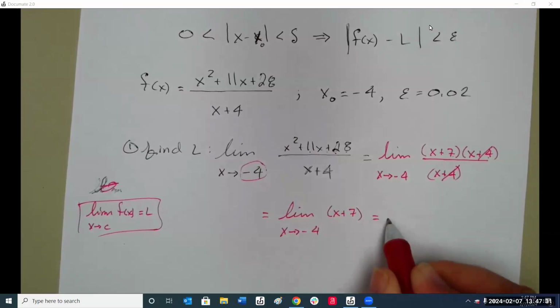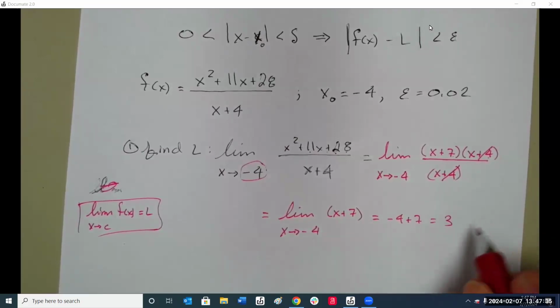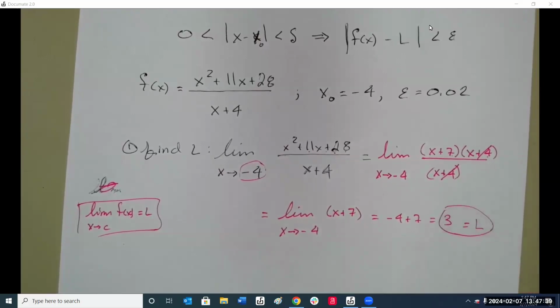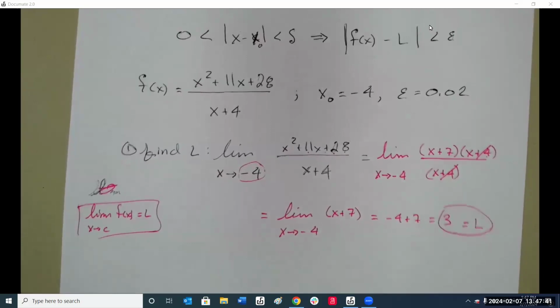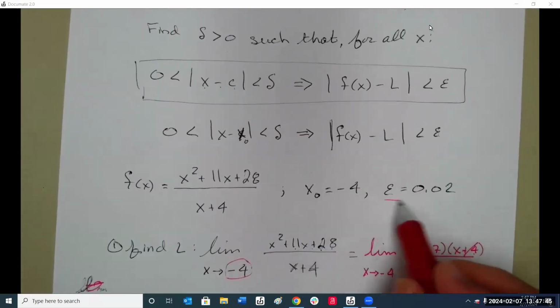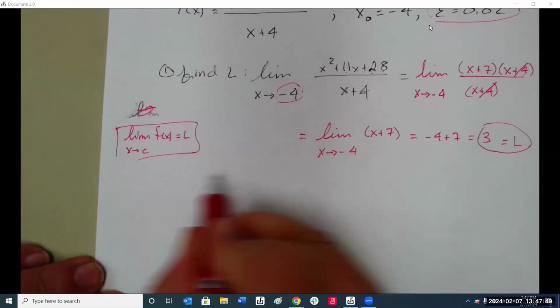Now, if we plug in -4 inside there, we get 3. That is our L, that's our limit. And from here, we have our epsilon already. So let's set it up.